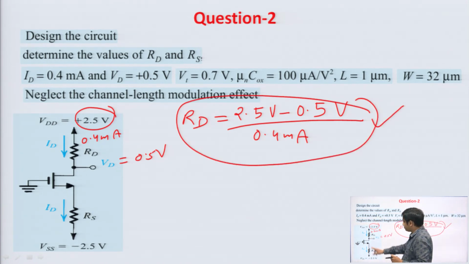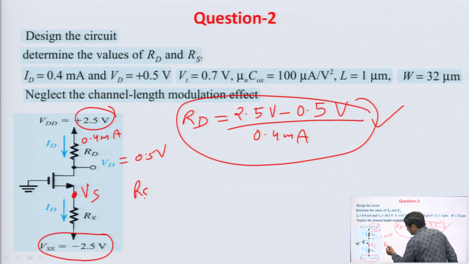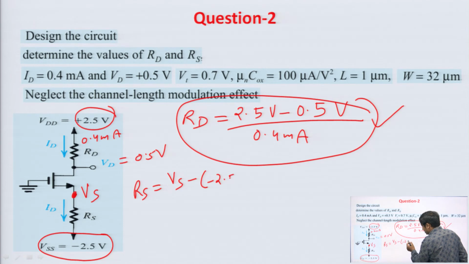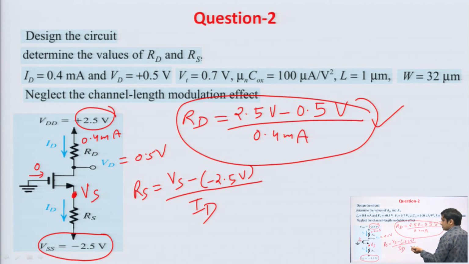So, design means we have to find out the value of RD and RS. Now, RD and RS are not given in the question, fine. Now, we have to find out the value of RS. What will be the value of RS? See, this RS is connected between the source terminal VS and the negative supply, that is minus 2.5 volt. So, your RS will be VS minus minus 2.5 volt upon the drain current ID, because in MOSFET the drain current is equal to the source current, because the gate current in MOSFET is 0, fine. You can see that ID is given in the question, 0.4 milliampere.